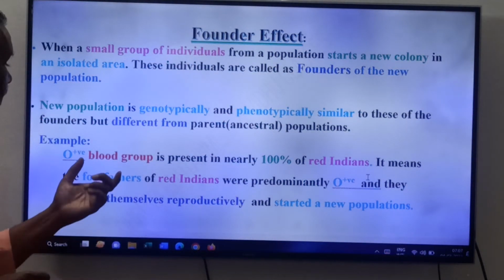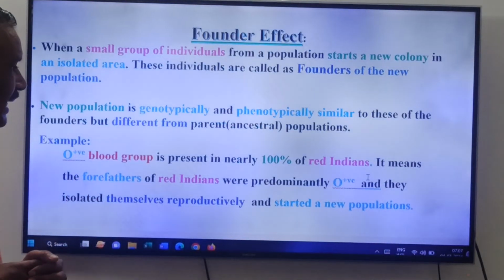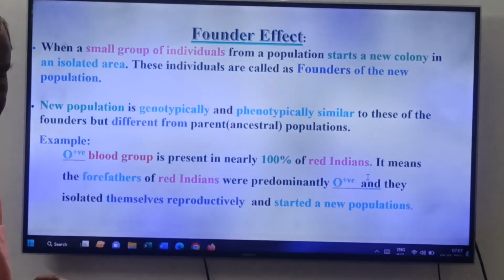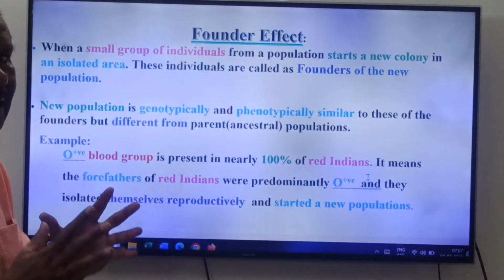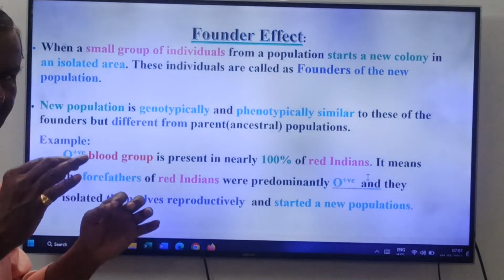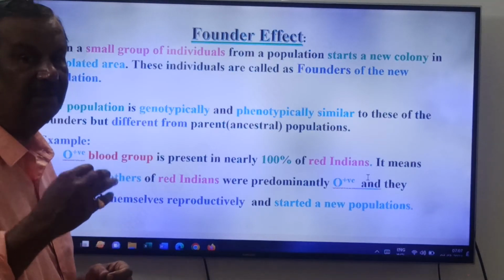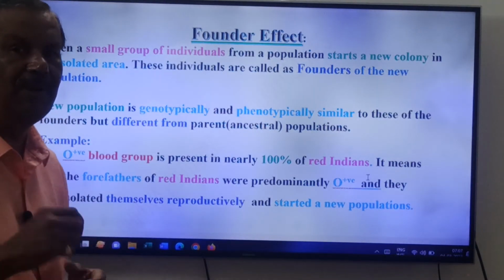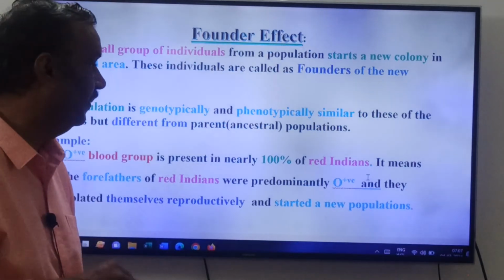Example, friends: O blood group is present in nearly 100% of red Indians. Red Indians have O blood group. This is an MSET question, friends. What type of blood group is present in red Indians? That is O blood group.